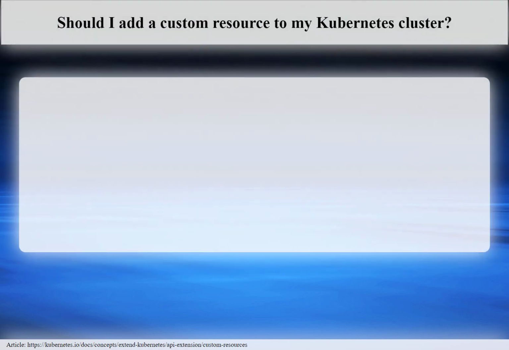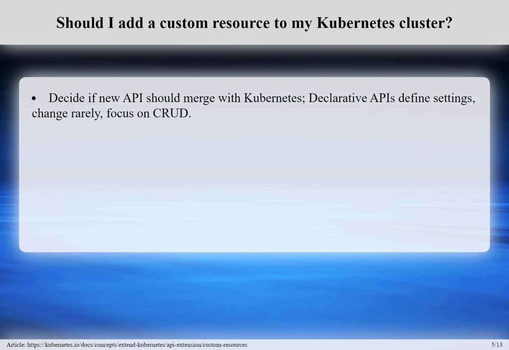Should I add a custom resource to my Kubernetes cluster? Creating APIs involves decisions like whether to merge with Kubernetes APIs or remain standalone. Declarative APIs feature small, infrequently updated resources that define app settings or structures. Transactions aren't needed as the API shows the desired state, and operations mainly involve creation, reading, updating, and deleting, CRUD.